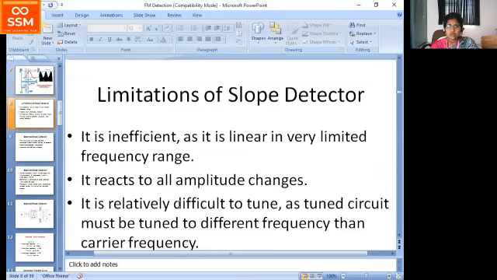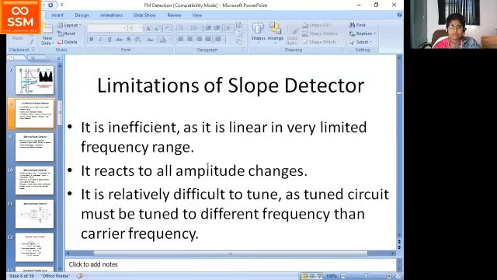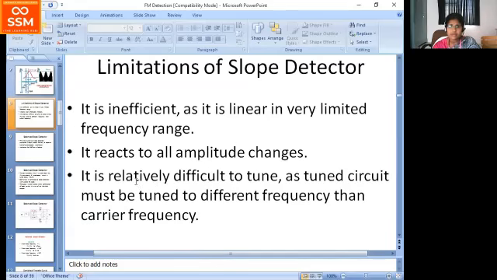Limitations of the slope detector. What are the drawbacks of the slope detector? It is inefficient as it is linear in only a very limited frequency range. Then it reacts to all amplitude changes. It is relatively difficult to tune, as the tuned circuit must be tuned to a different frequency than the carrier frequency. So these are the limitations of the slope detector.